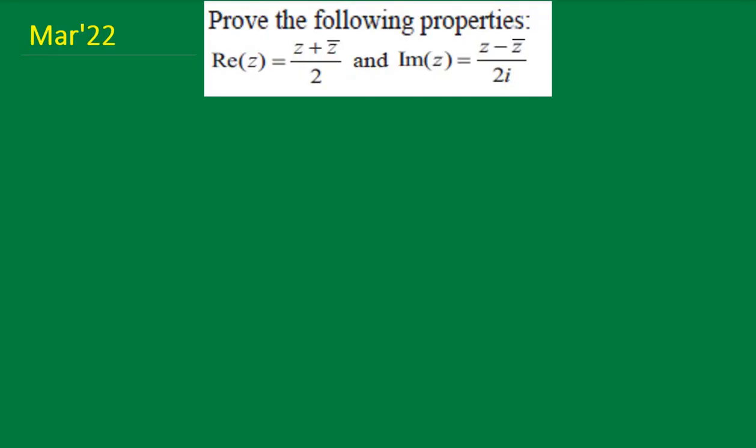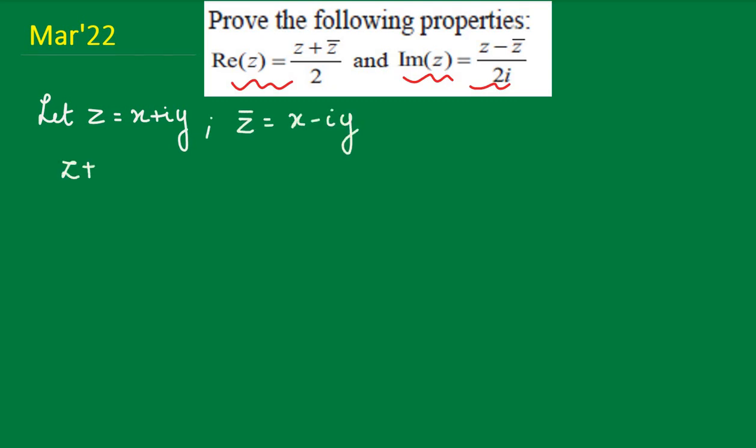Prove that the real part of Z is equal to Z plus Z bar by 2 and imaginary part is Z minus Z bar by 2i. So let us first take given. Let us first write, let Z is equal to X plus iY. Therefore, Z bar, the conjugate, can be written as X minus iY.